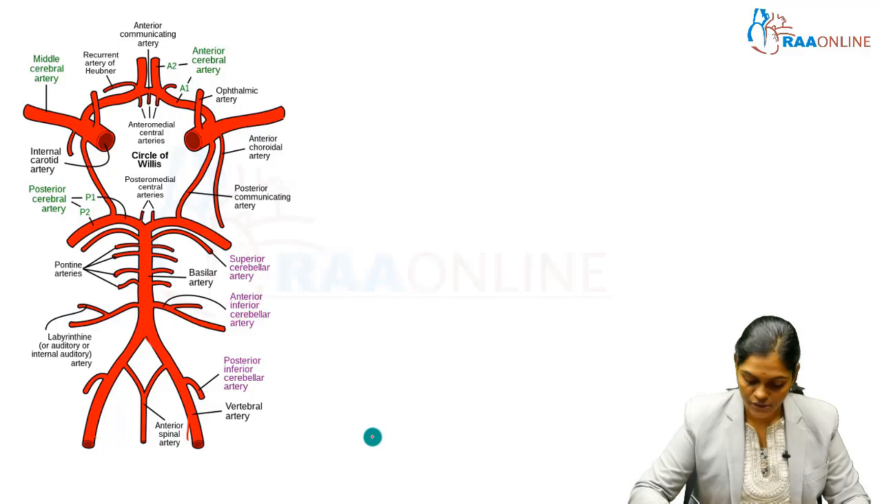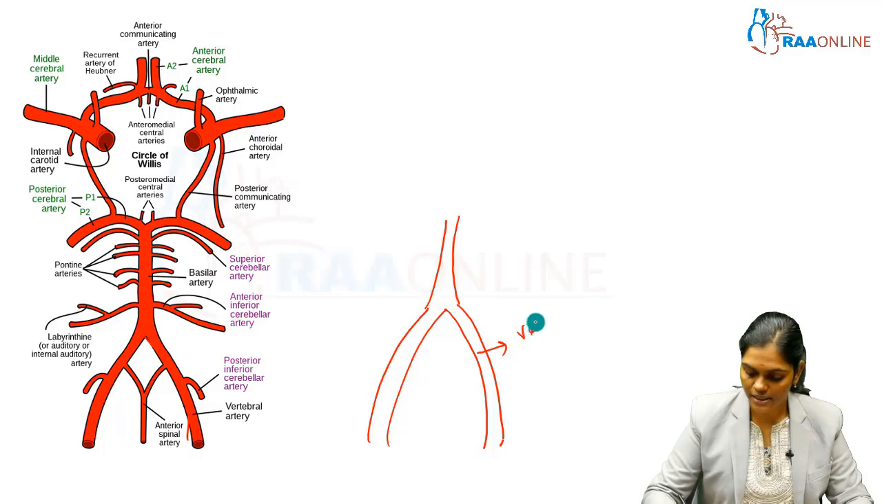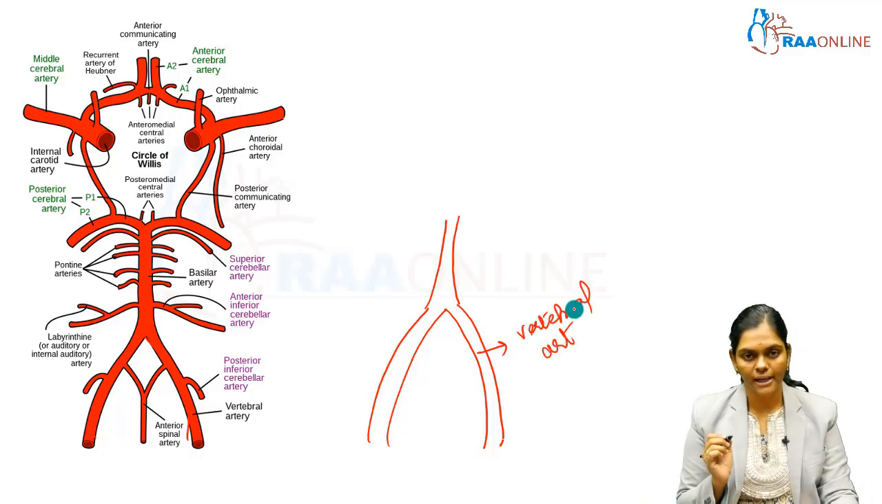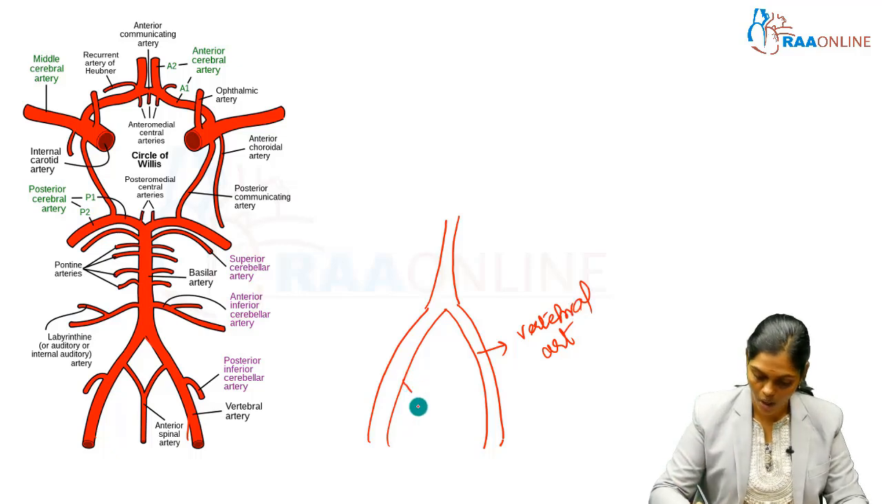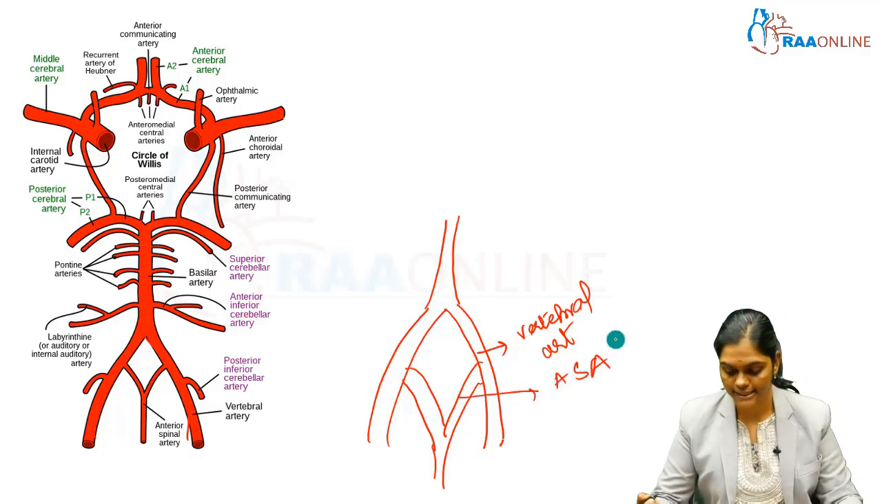So remember, this is the vertebral artery. Both vertebral arteries are going to form the basilar artery. So simple. Now, the vertebral artery has two branches. One is the anterior spinal artery, ASA.